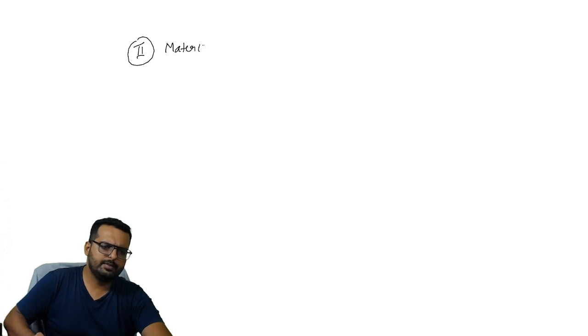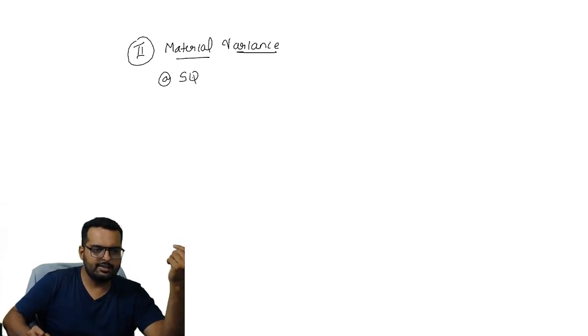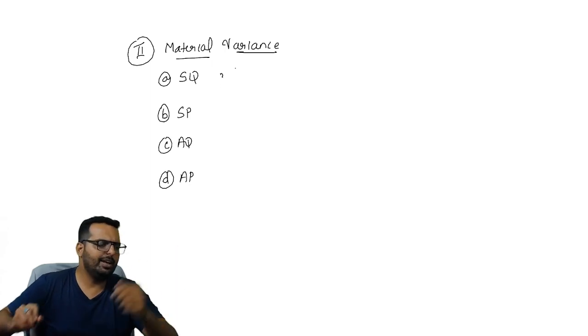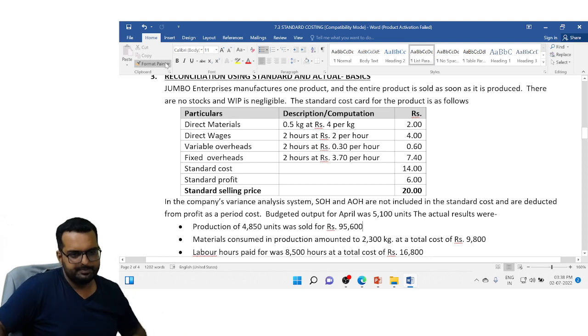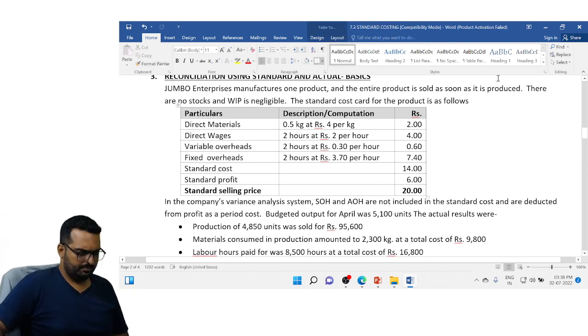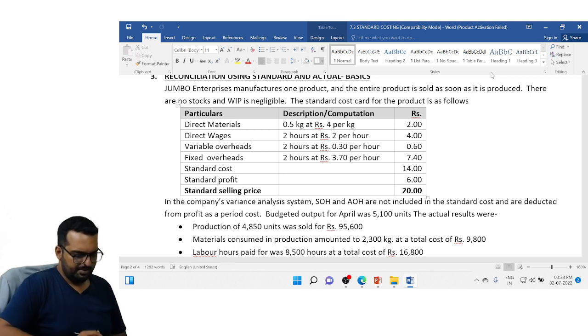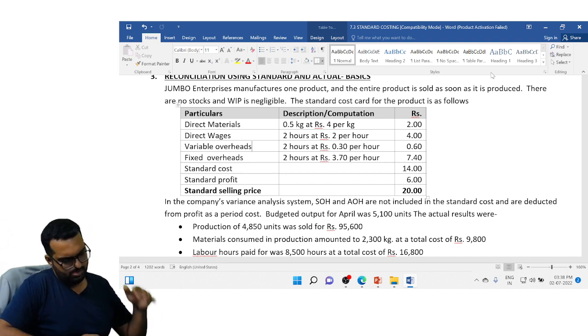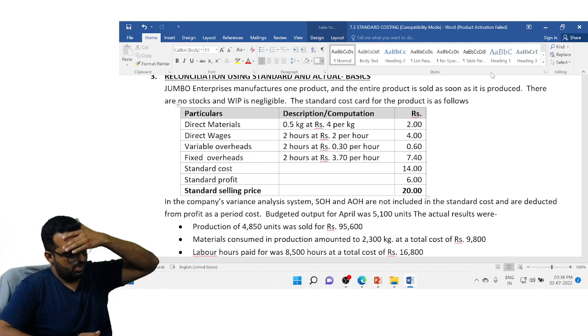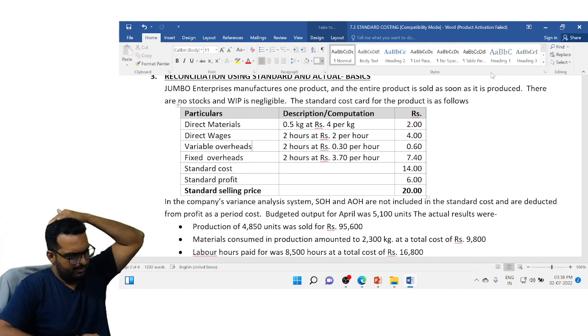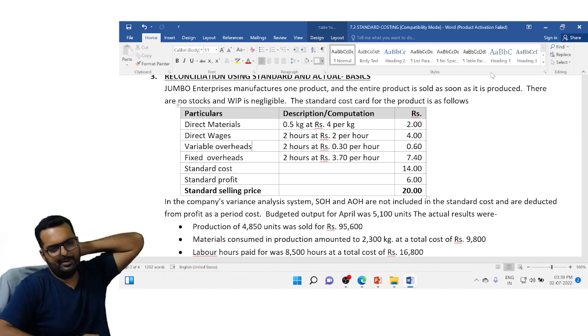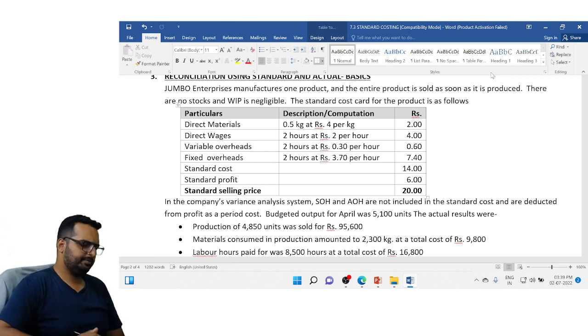Second one is what? Material variance. All right. Now tell me, what will happen in material variance? SQ, SP, AQ, and the last one is AP. Tell me how much is SQ now on your own. SQ. Tell me the SQ on your phone. Come on. Two, four, two, five. How did you get that number? Give me the formula for that.